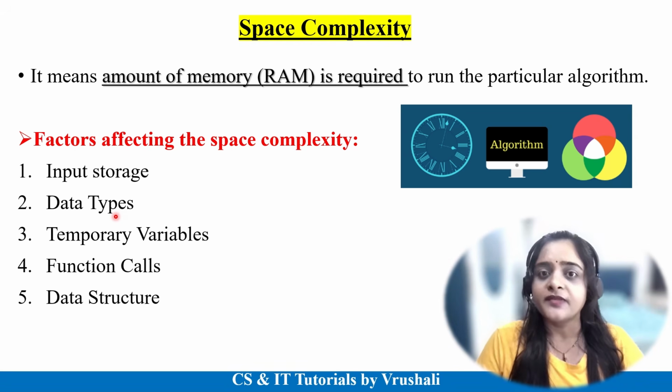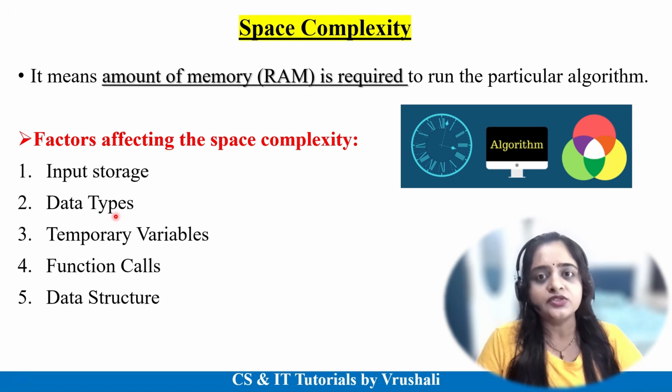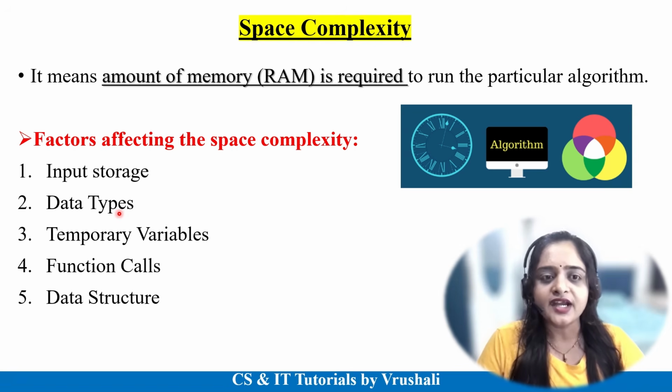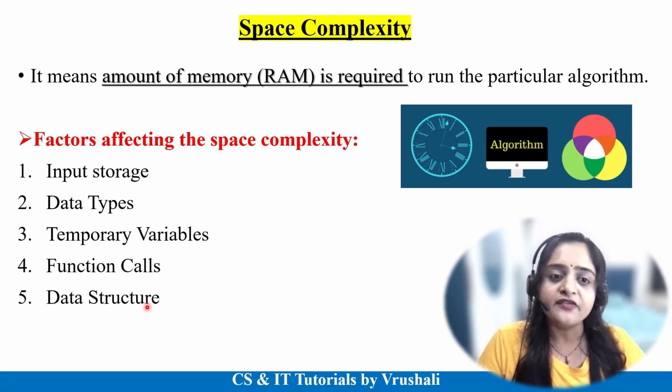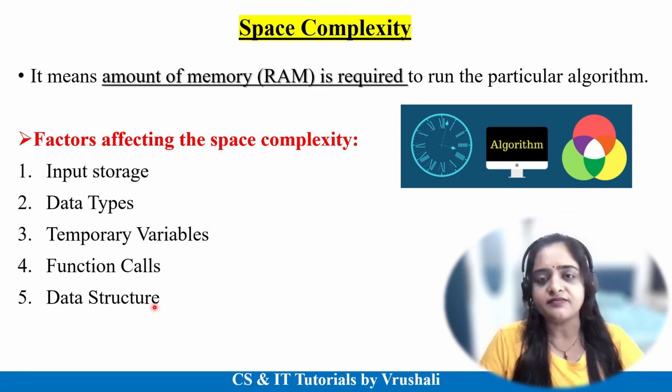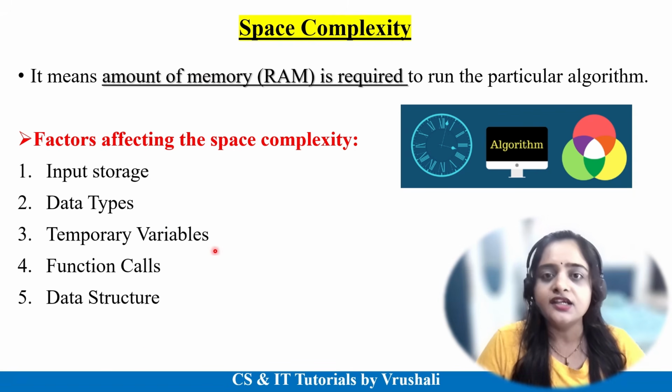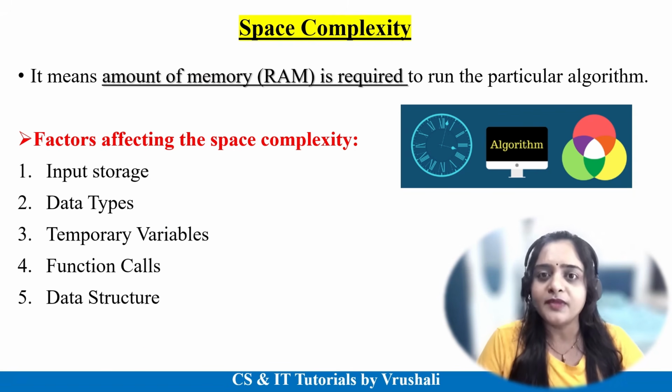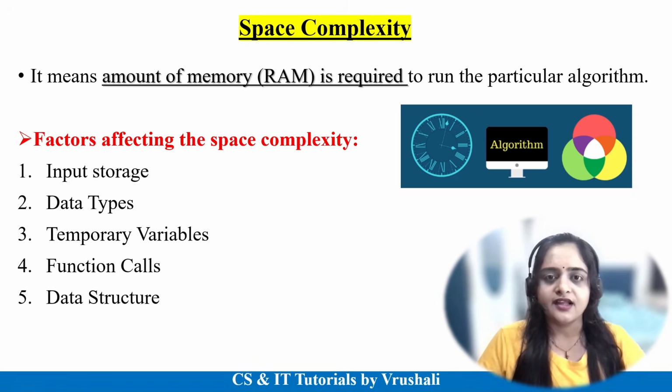So data types, how many and which type of data types you have used in your program, this factor also affects calculating the memory. Next, how many temporary variables are there, how many function calls are there, and which type of data structure you should use, whether it is stack, queue, linked list, tree or graph. So all these factors are necessary for calculating the amount of memory required to store a particular program, which is called space complexity.